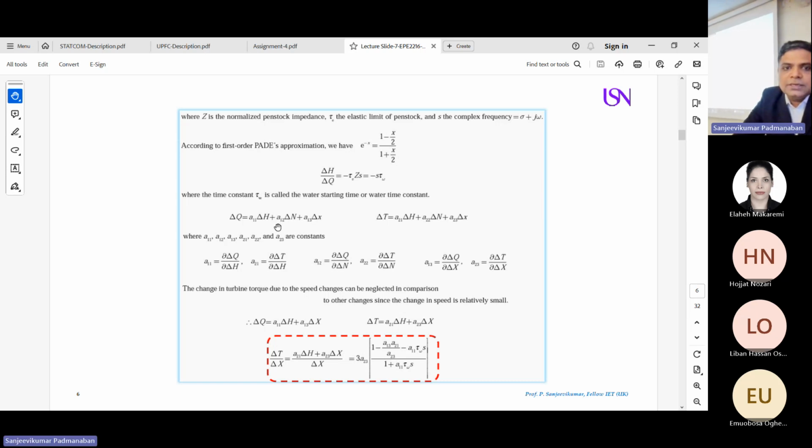Then another important thing, in terms of a detailed approach, is how to calculate your delta Q. So delta Q is given by A11 into delta H, plus A12 into delta N, plus A13 into delta X. How to calculate delta T? Delta T is calculated by A21 into delta H plus A22 into delta N plus A23 into delta X. Don't worry about the derivation. If you look at the derivation, then it's up to you to decide. If you want to learn this design in detail, you can look at the textbook.